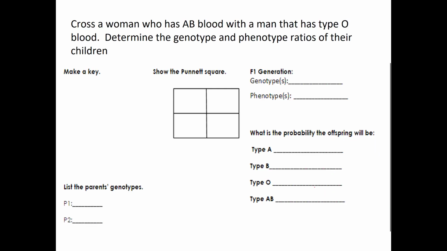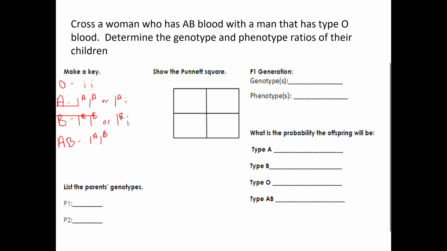Now, we're going to take that information and try to figure out the genotype and phenotype of these two people. So we want to make our key. What we pretty much just put down: for O blood type, little i, little i. For A blood type, IA, IA, or IA, little i. For B, I can have IB, IB, or IB, little i. And then AB blood type is just IA, IB.